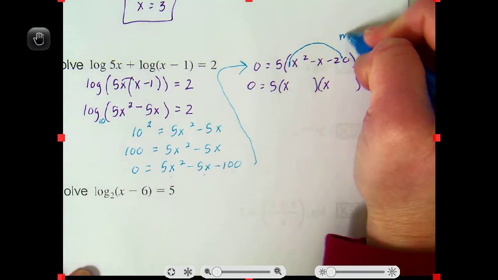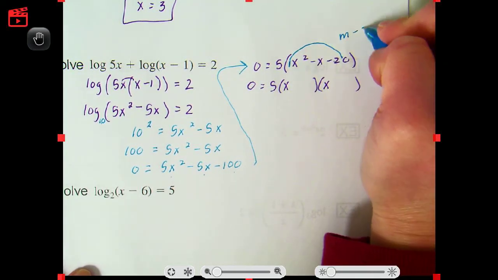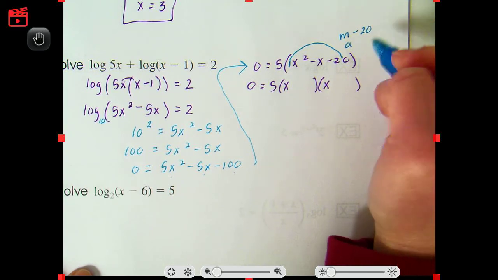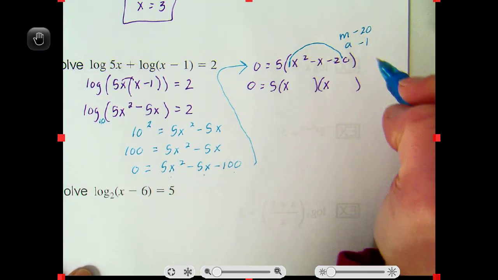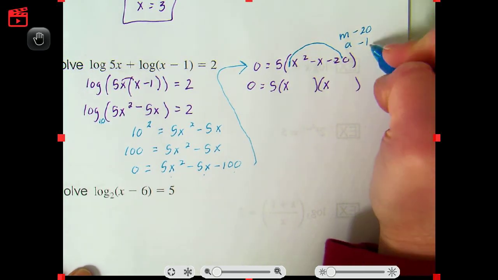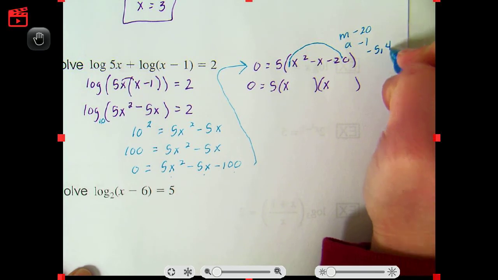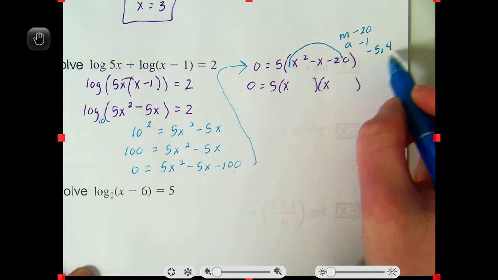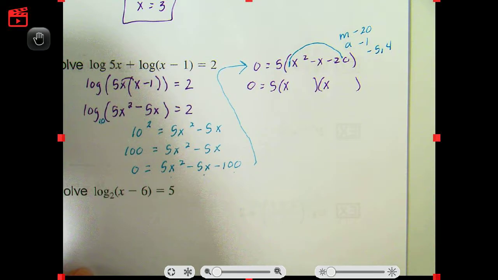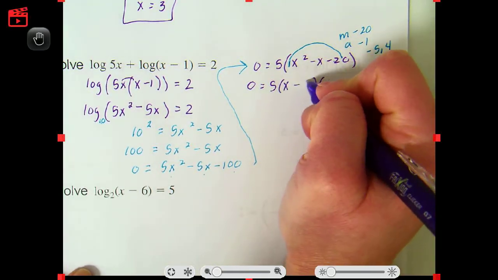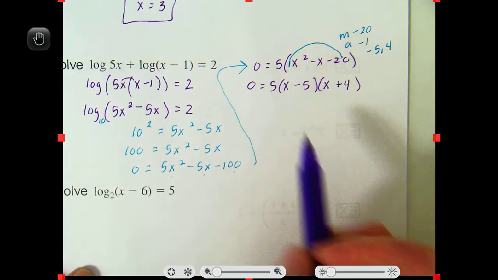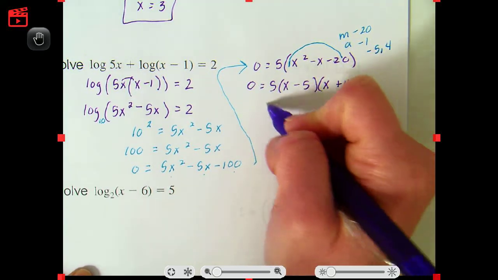You need something that multiplies for negative 20 times 1 is a negative 20, but adds for a negative 1. Hopefully you're thinking of negative 5 and 4. When I multiply, I get a negative 20. When I add, I get a negative 1. Perfect. The 5 doesn't do anything. You can just ignore it.